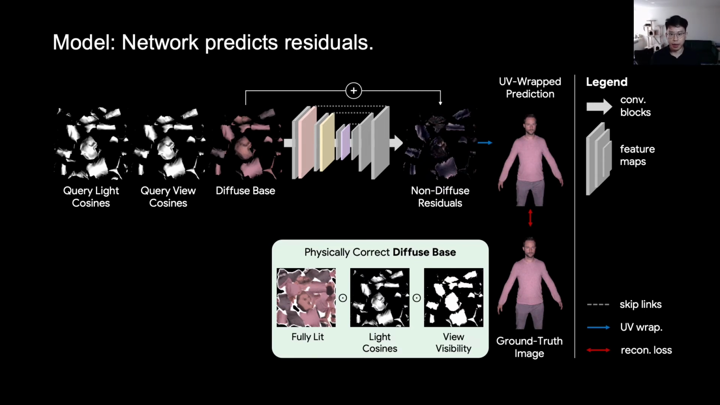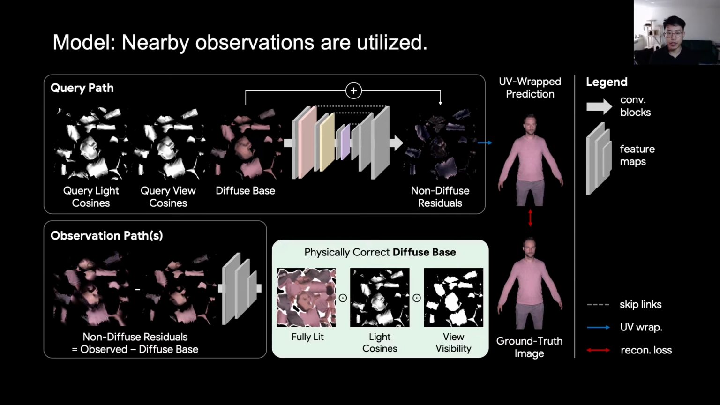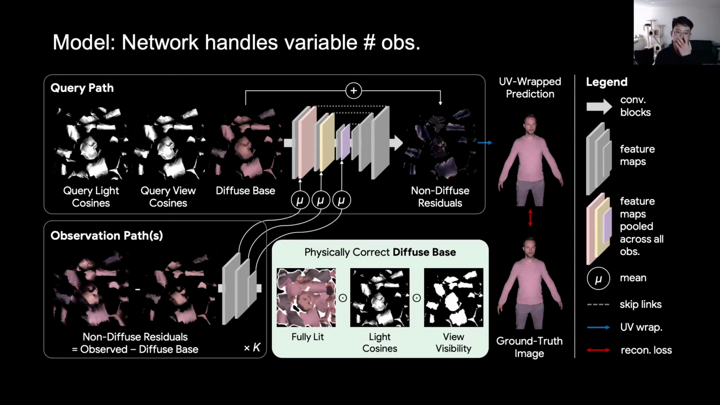There is also a skip link from the diffuse space to the network's prediction to explicitly tell the network to focus on learning higher order light transport effects, such as specularities and global illumination. Finally, we have an observation path to additionally encode what the non-diffuse residuals look like for neighboring observed lights and views. Such observation features get averaged and concatenated back to the query path for it to decode the query view residuals. Because the observation feature maps get averaged, the network can handle an arbitrary number of observations.